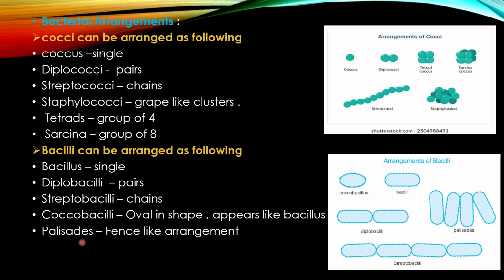And the next is palisades. Palisades are fence-like arrangements. As you can see here, the cells are arranged one next to the other to form a fence-like arrangement, which is called palisades.